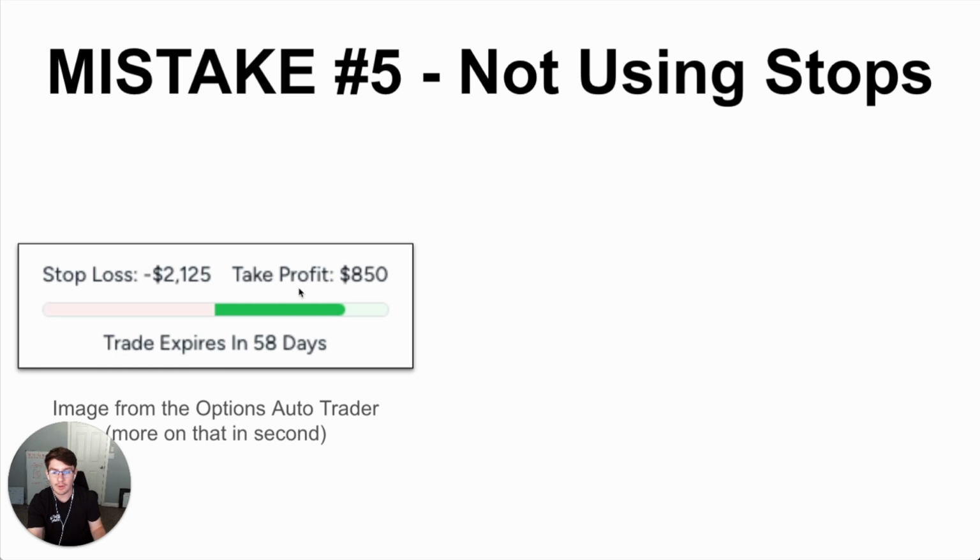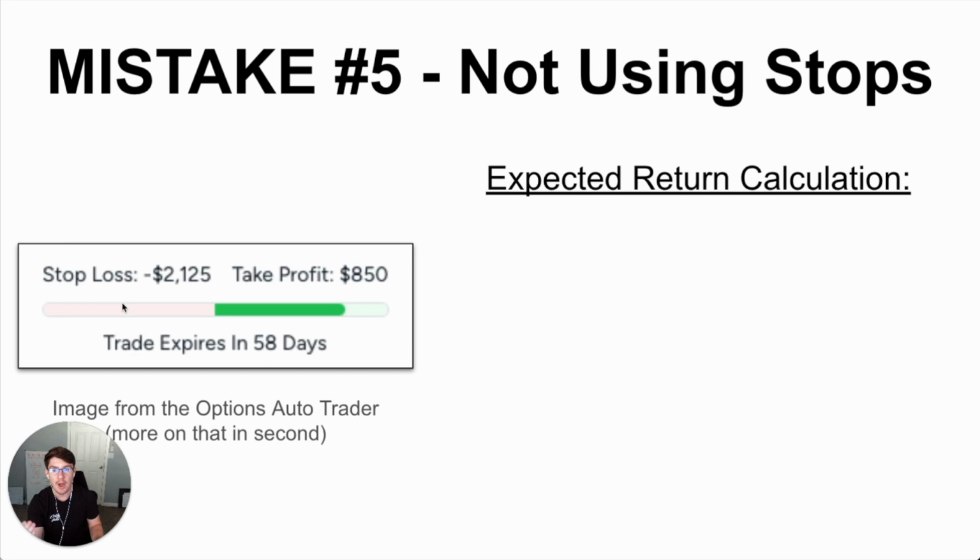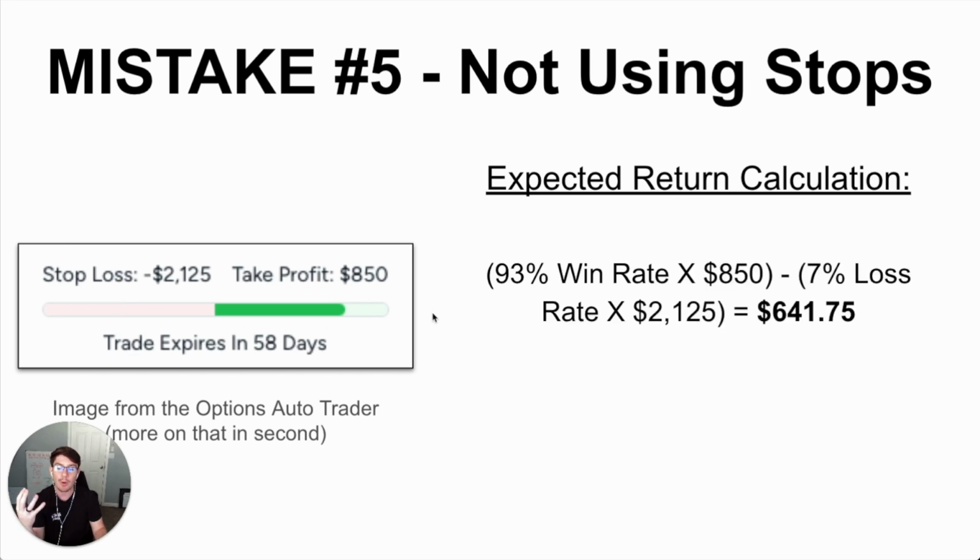So now, what does this look like? Well, again, you can see here that the Options Auto Trader shows you what your total profit will be, and then what your total loss will be, and then how close you are to your take profit or your stop loss. But let's calculate the expected returns. All right. So again, we know that a 112, let's just say on the safer end, has a 93% win rate. So if we have a 93% win rate, and we have the chance of making 850 with a 7% loss rate and losing 2,000, that means we're going to net $640 long term. Expected returns long term, we're going to make good money.